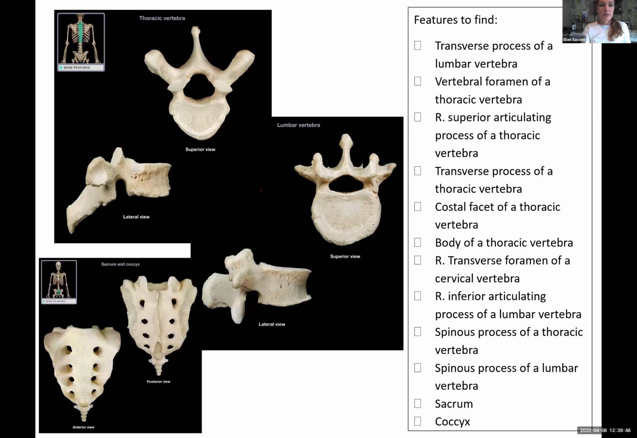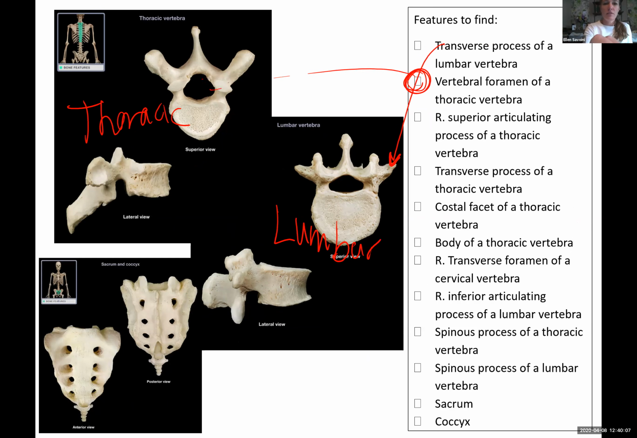Next, this is going to be our lumbar. This is going to be our thoracic. So transverse process of a lumbar vertebrae is that guy right there. Vertebral foramen of a thoracic vertebrae is going to be this over here. Erase these guys, we'll skip that. Transverse process of a thoracic vertebrae, that whole thing.